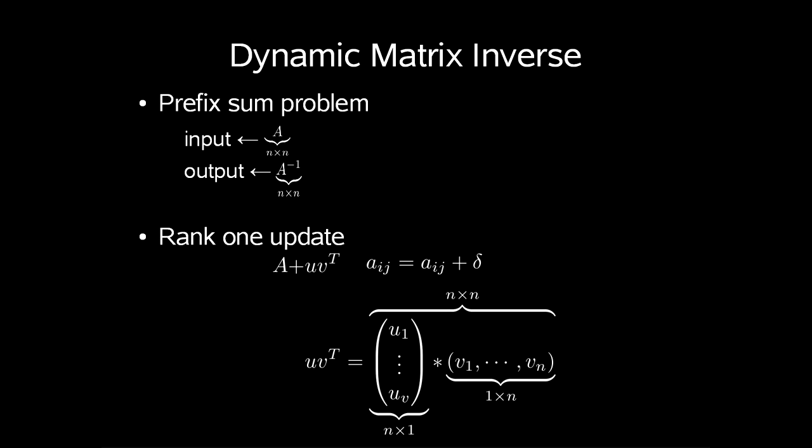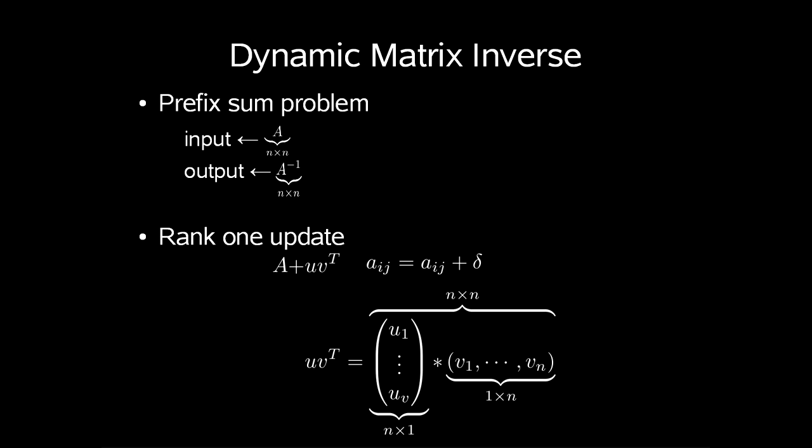So to do this, we need to show that we can do dynamic matrix inverse in order n squared, which would bound our algorithm. So we'll take a look at rank 1 update, which is used on our input A, which is an n times n matrix, and our output will be the inverse n times n matrix. This is written as A plus UV transpose. So UV transpose is the column vectors U and V, both n times 1. We transpose V to get a row vector of 1 times n. So this results in an n times n matrix.